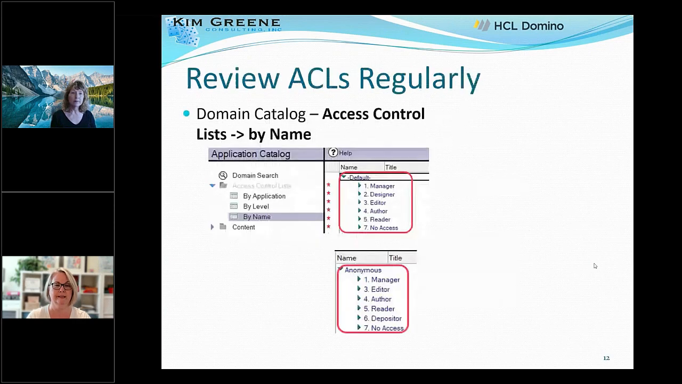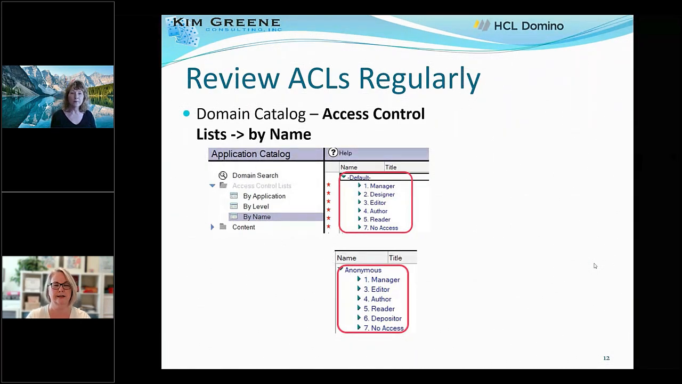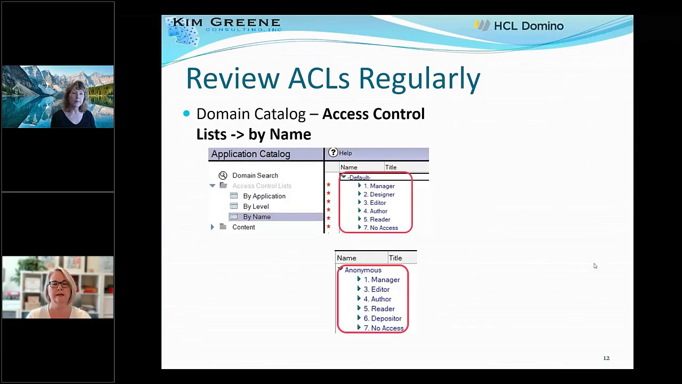Here's an example of ACLs being reviewed. One of the things we do in our day-to-day work, we'll often do security reviews for people. And this is an example of some data that we pulled, and we wanted to show you exactly how to pull the data. You can go into your Domino domain catalog, go to the access control list by name view, and you can see we've keyed in on a few entries, the default entry. Underneath it, there's going to be a list of databases.